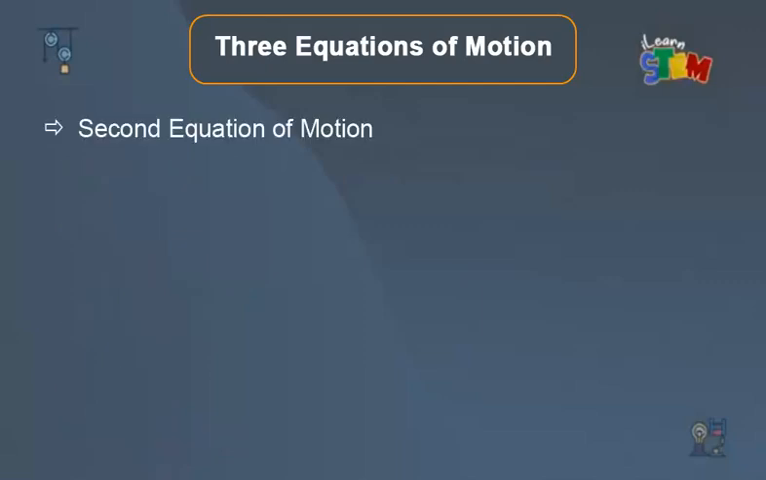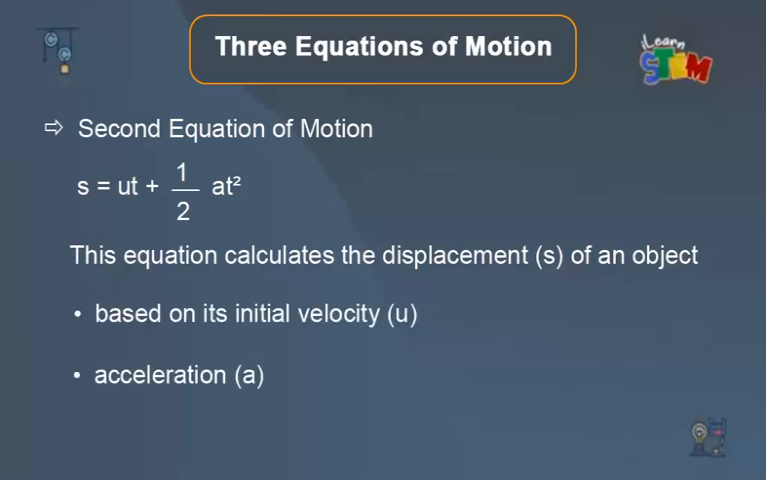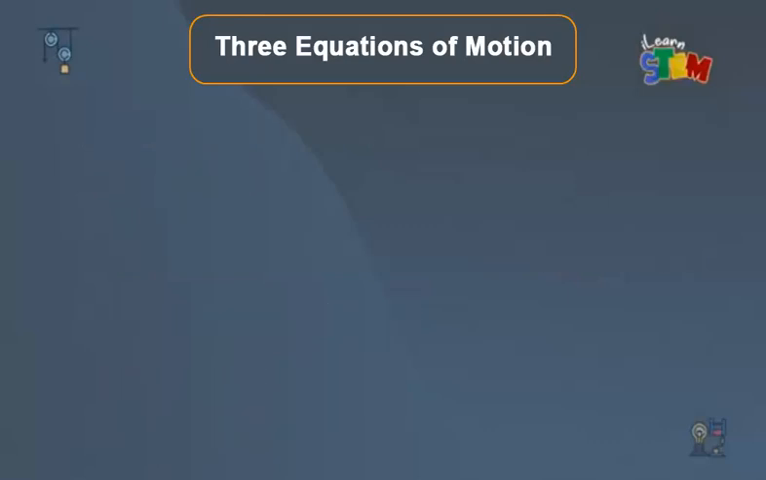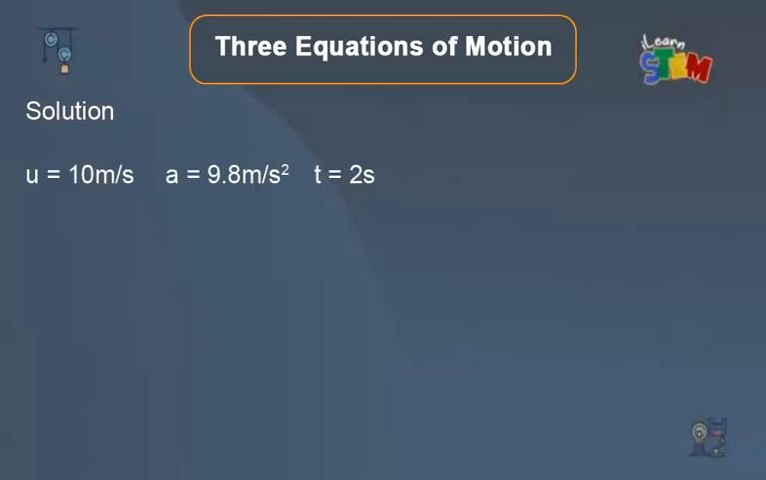Now, the second equation of motion. S equals ut plus 1 over 2, at squared. This equation calculates the displacement of an object based on its initial velocity, acceleration, and the time for which it moves. It is used to find how far an object travels during acceleration. Example. A ball is thrown upward with an initial velocity of 10 meters per second. How high does it go after 2 seconds, assuming acceleration due to gravity is a equals minus 9.8 meters per second squared. Solution. Here we are looking for the displacement.